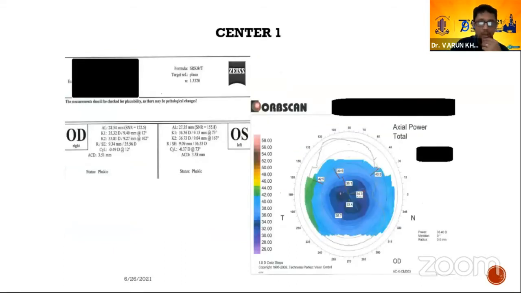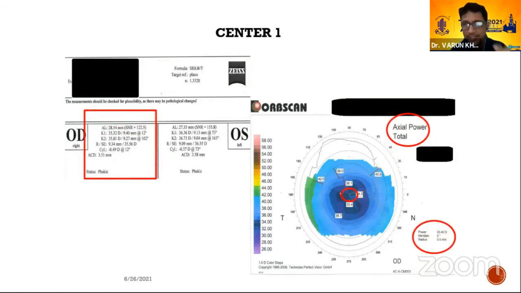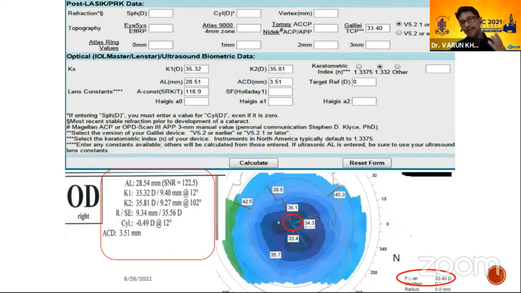Let's talk about the center one where we had the IOL Master. This was the K reading in the IOL Master, and the OBSCAN gives us a total axial power, or the centralmost corneal power, on the axial map. Here we can see it is 33.4 diopters, slightly flatter than what the IOL Master shows us, because the IOL Master measures around 2.6 to 2.7 millimeters from the absolute center. And it's the flattening in the centermost cornea which really matters.